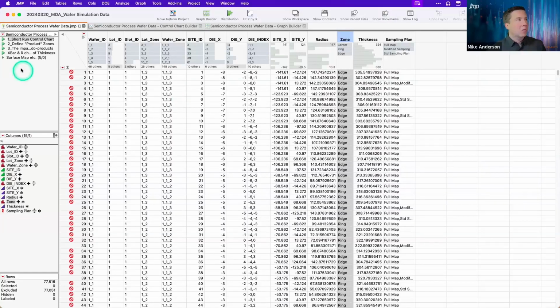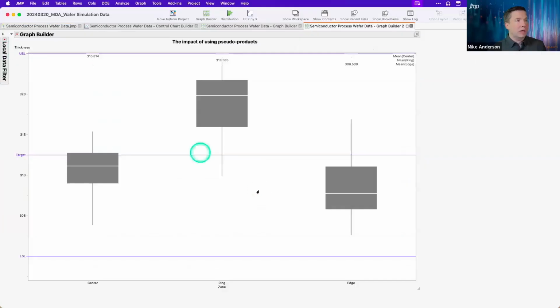Now, let me show you why this is important. By breaking up these rings, we can see that we have a center, a ring, and an edge. And each of those has its own target value. The edge, we expect to be somewhere around 308, 309, 318 maybe for this one, and 310 for this one. But this is what we're going to allow our control chart to handle. So it's basically going to be plotting three control charts in one graph, using 3 different targets in one graph.